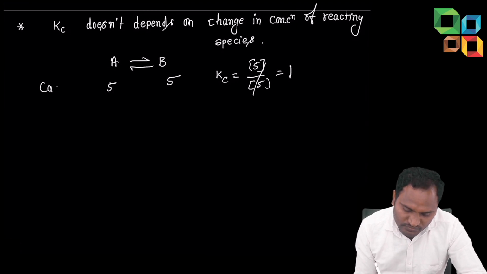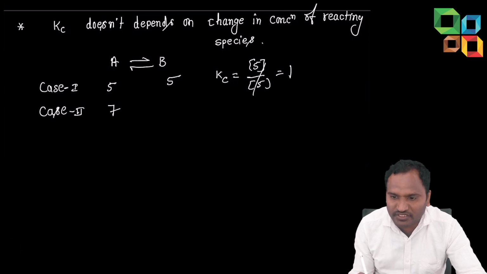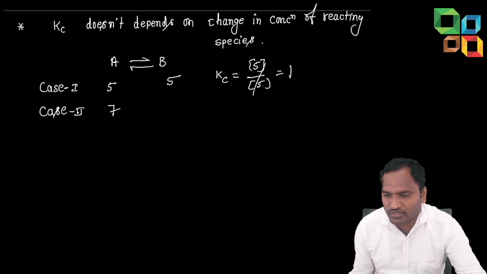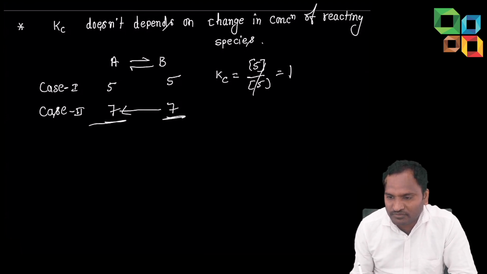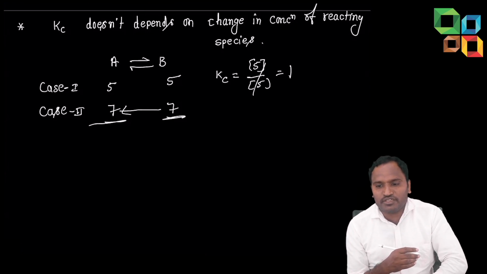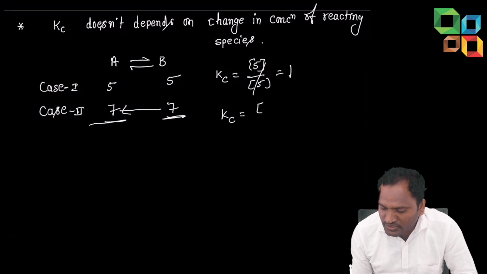This is case 1. Case 2, what I did, here I am increasing the number of moles to 7, meaning I am increasing the concentration of A per unit volume. That time 7 moles of A is decomposing and forming 7 moles of B. In order to maintain the equilibrium, 7 moles of B will give 7 moles of A. Isn't it, students? Because the reaction is in equilibrium. So here, how will we find the Kc value? Concentration of B is 7, concentration of A is also 7. So the ratio, how much? It is 1.